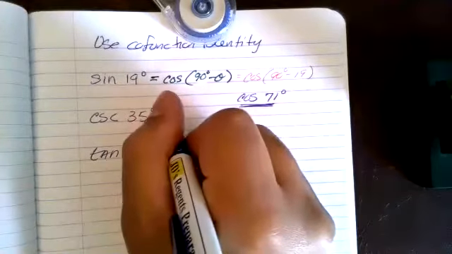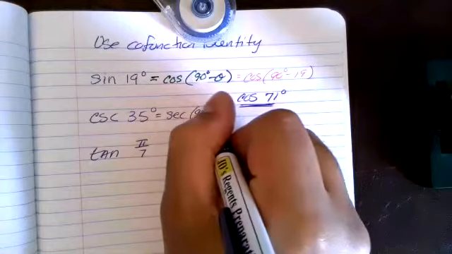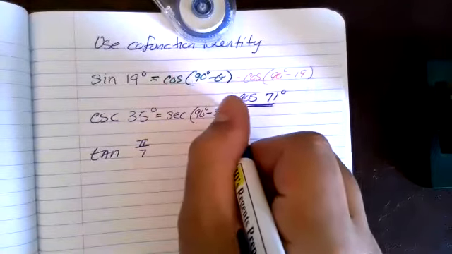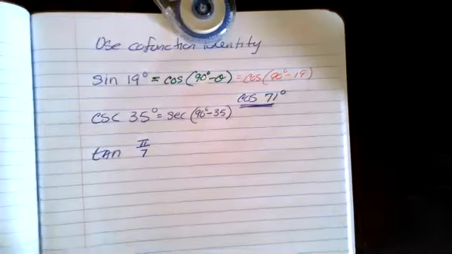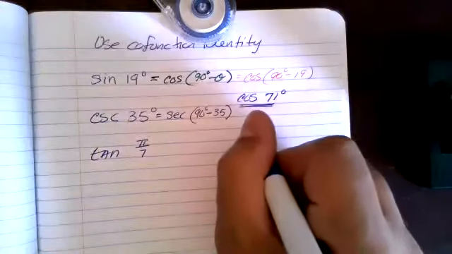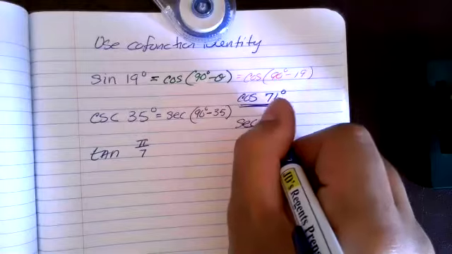So cosecant, I know, goes to secant, and it would be 90 minus theta. In this case, theta is 35 degrees. So I'm going to have 90 minus 35, which I believe is going to be secant 55 degrees.